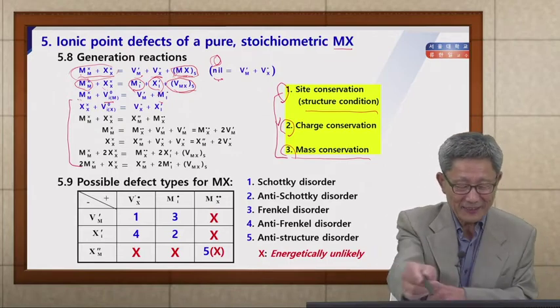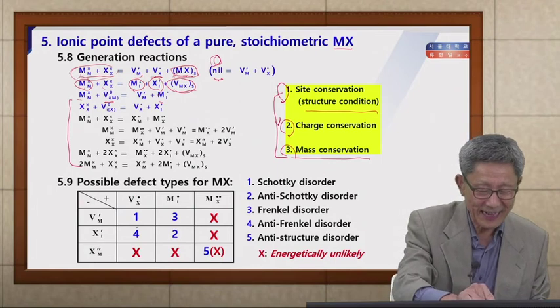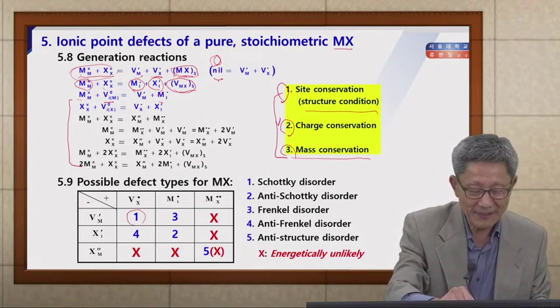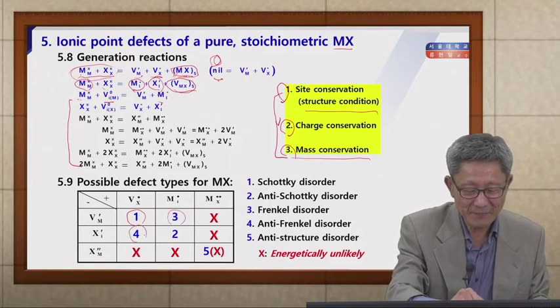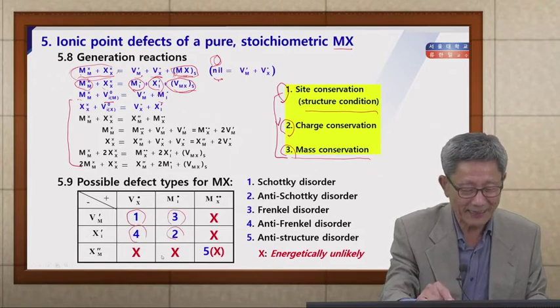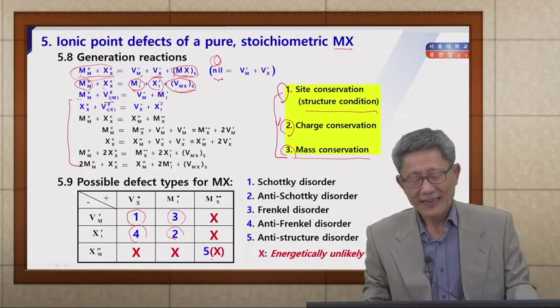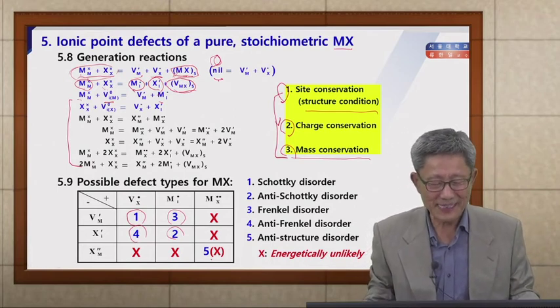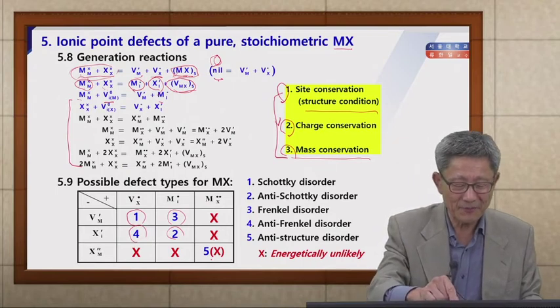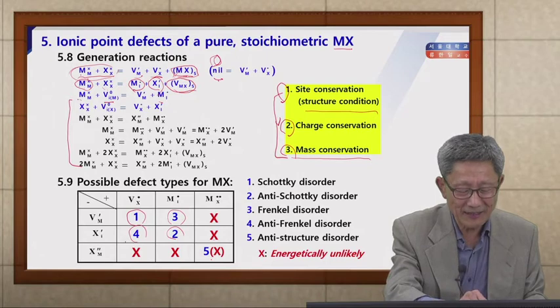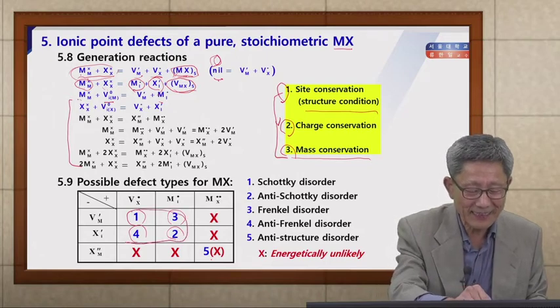Okay, possible defect types for MX now are, as I told you earlier, this type is possible, this is possible, this is possible, and everything is possible. But this one and this one are energetically too expensive because they involve too many defects. So energetically possible defects are normally these 4 kinds.